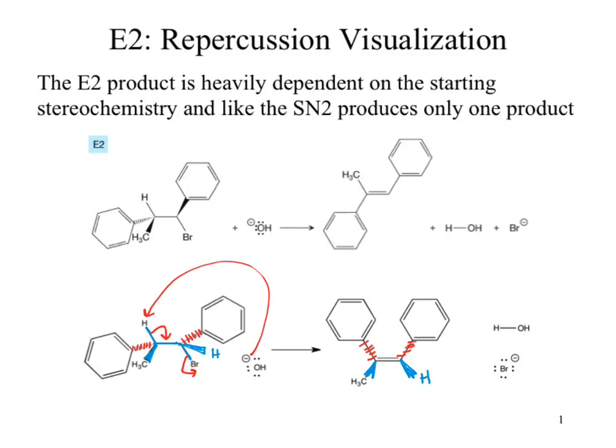Again, because we can't do rotation about that forming bond, because everything is happening at once, we end up forming either the cis or the trans product. We are forced to form those products. There is no other option. Okay? Questions?